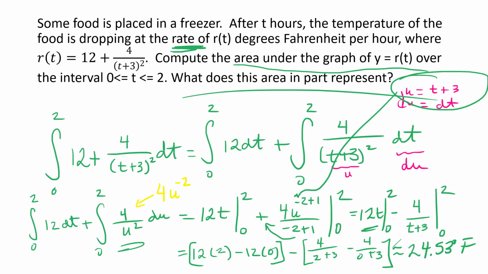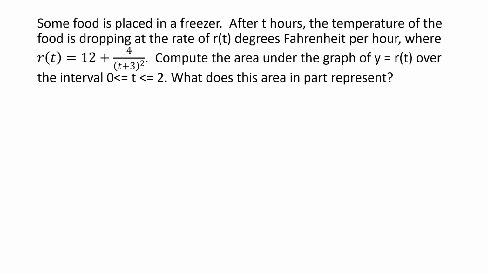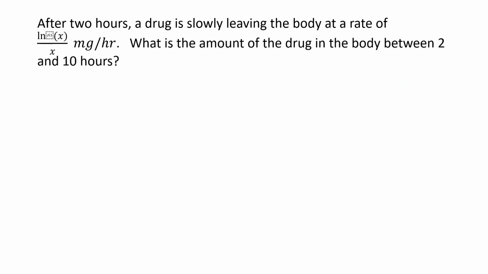All right, next. After 2 hours, a drug is slowly leaving the body at a rate. This is just supposed to be ln of x, so ln of x over x. What is the amount of drug between 2 and 10 hours?